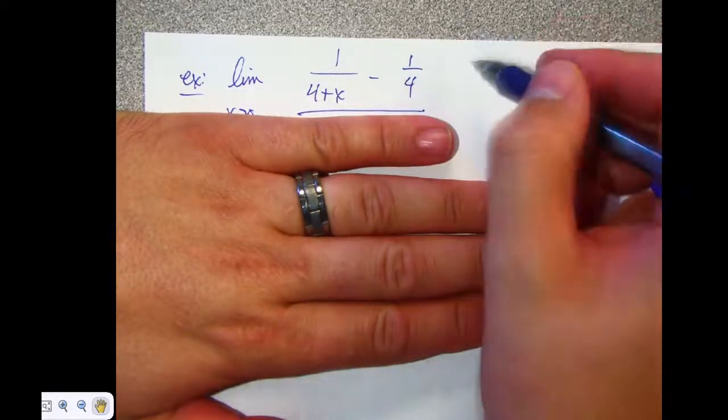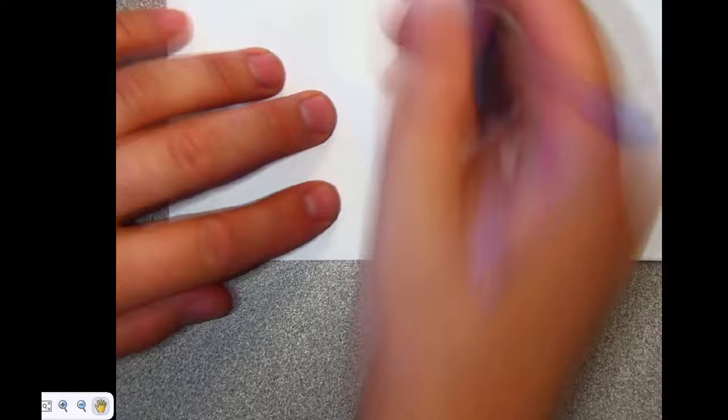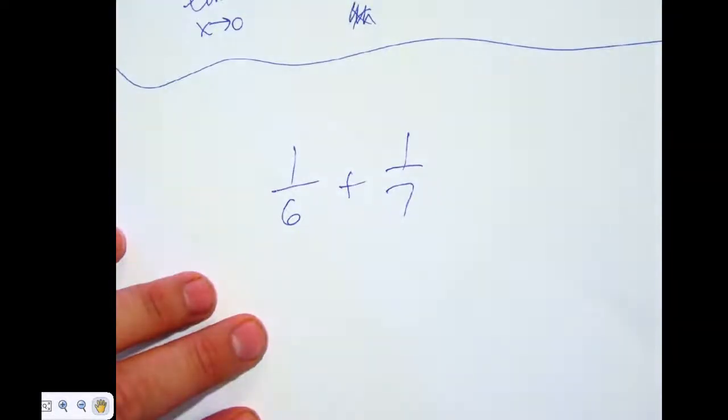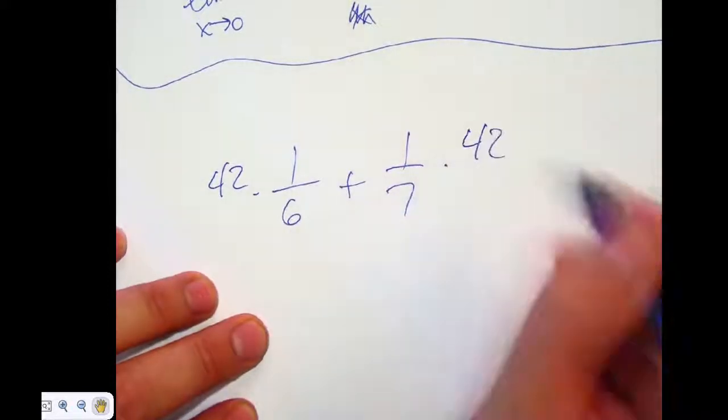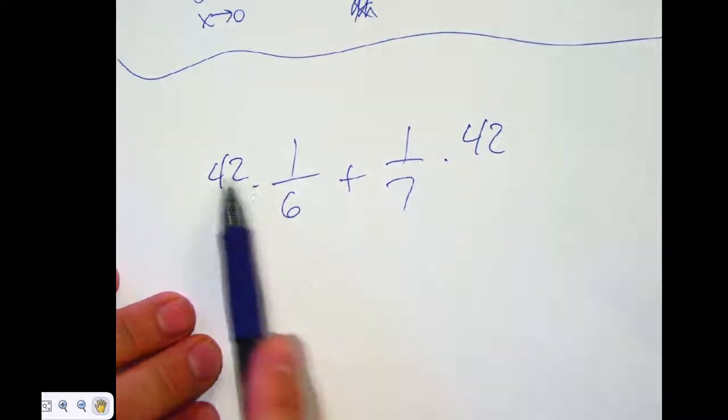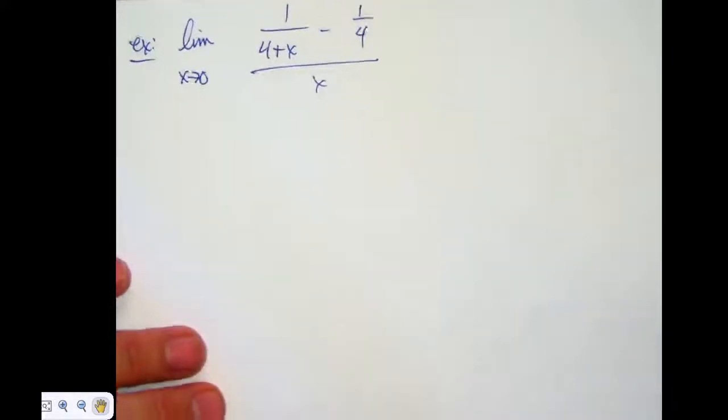So what I'm going to do here, I want to do this. So we had 1 over 6 plus 1 over 7, right? What's your common denominator? 42. So we do multiply these by 42. That's going to make things worse.